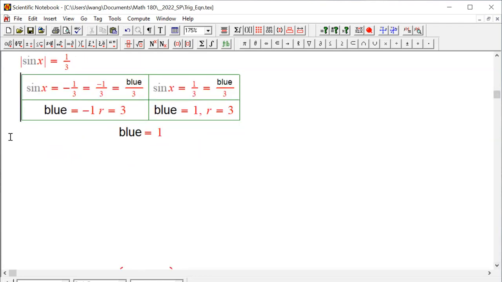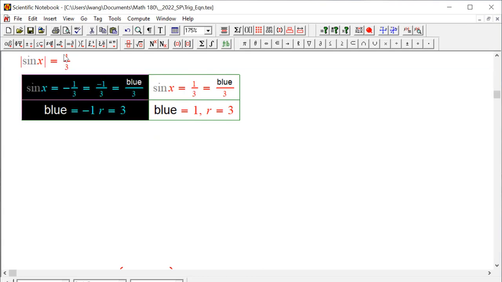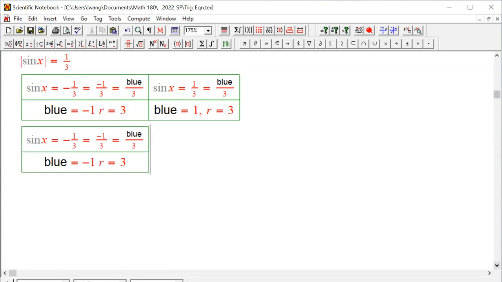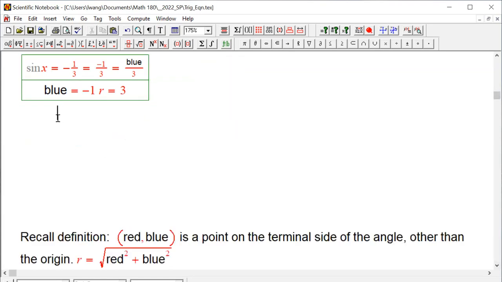And next, we're gonna solve each one individually. Okay, so for the first one, in this case, what we have here is that for blue equals to -1, R equals to 3, right? Sine equals to -1/3. And these terminals are going to be in the 3rd quadrant and the 4th quadrant, right?